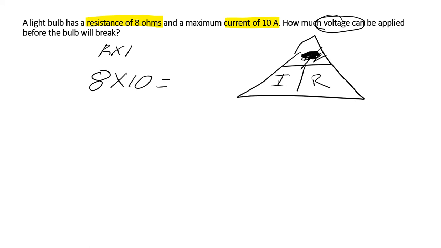I don't even need a calculator. 8 times 10 is 80. 80 what? 80 volts. 80 volts can go through this lamp, this light bulb. Hopefully that's the specs or the parameters that were put up.